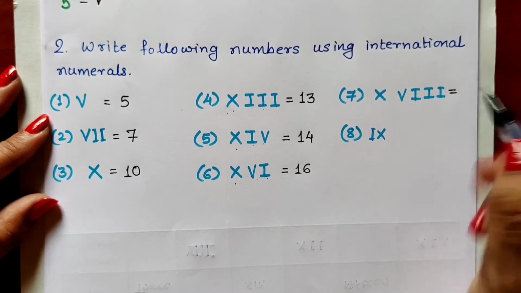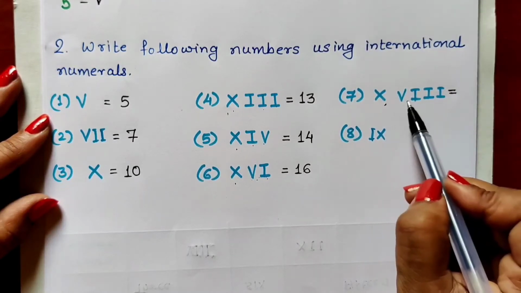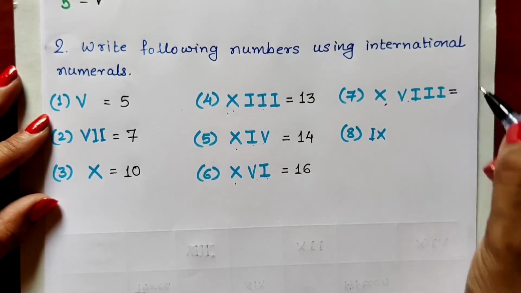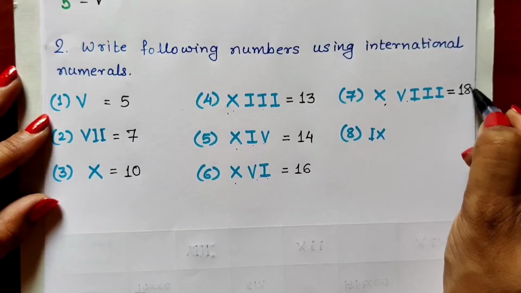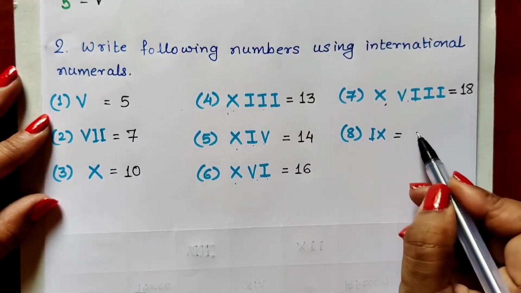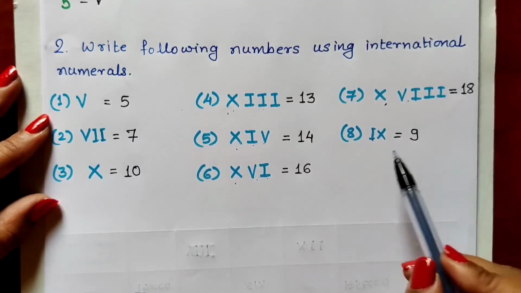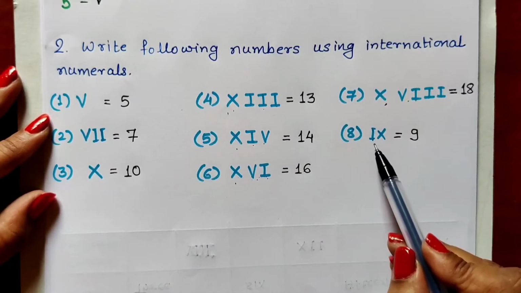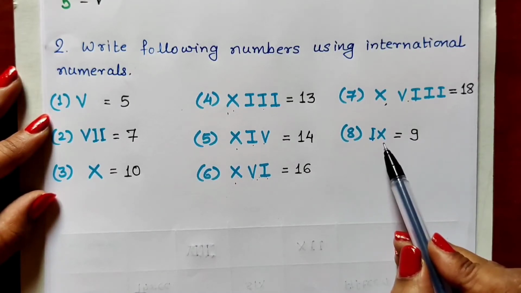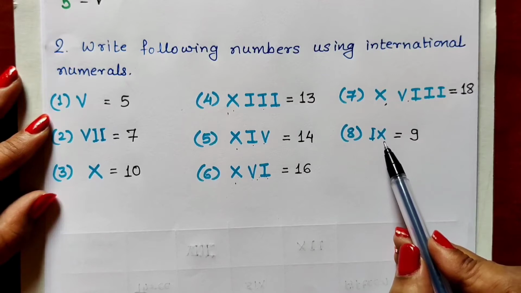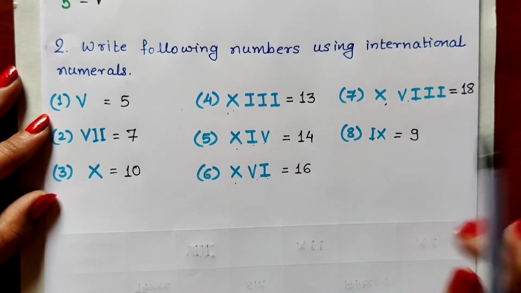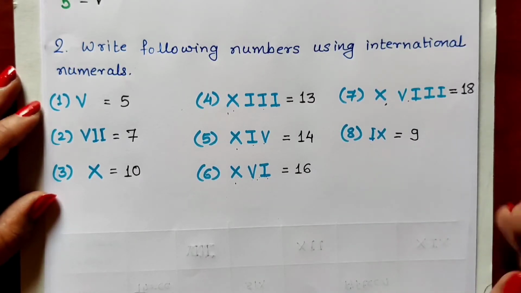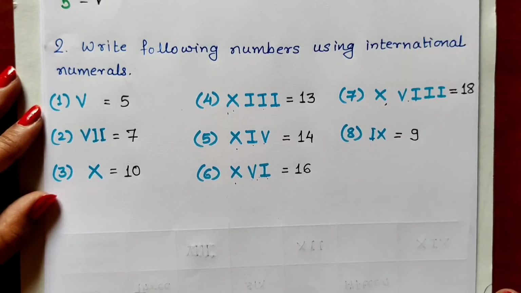Here, this is 10. And VIII means 8. 10 plus 8 is 18. And IX is 9. Correct? Because I is written on the left side of the bigger symbol. So what we have to do? 10 minus 1. 10 minus 1 is 9. So in this way we can write in the international numerals.